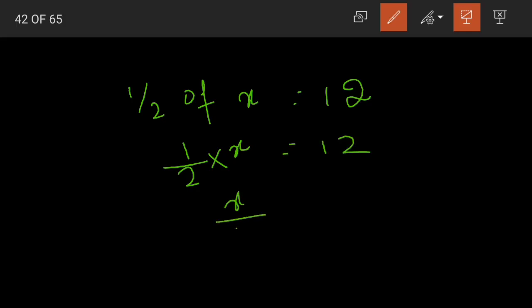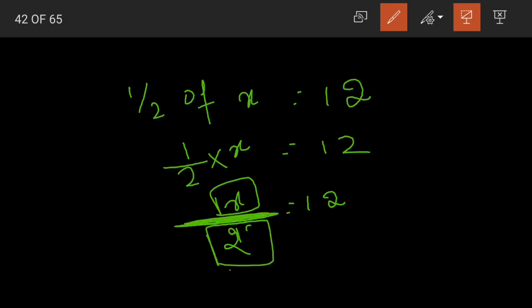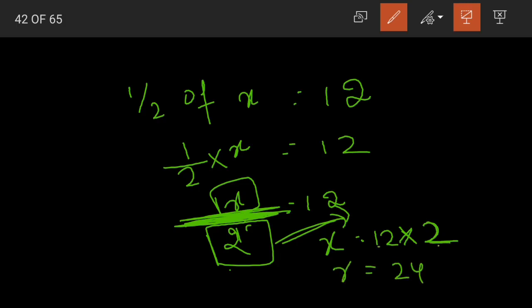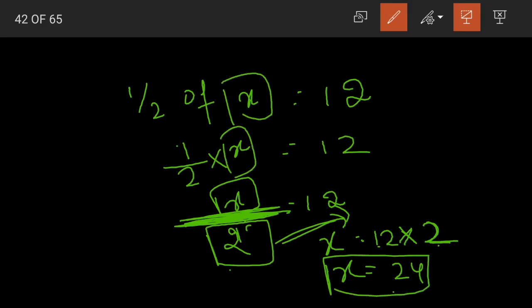What are they saying? Half of a number, say x, is equal to 12. Of means again what, children? We have to multiply. So 1 into x becomes x by 2 is equal to 12. Now here we want the value of x, but the 2 is extra here. 2 is in division, right? So when it goes to the other side, it becomes multiplication. 12 into 2, 24. Our x, that is our unknown number here, is 24.